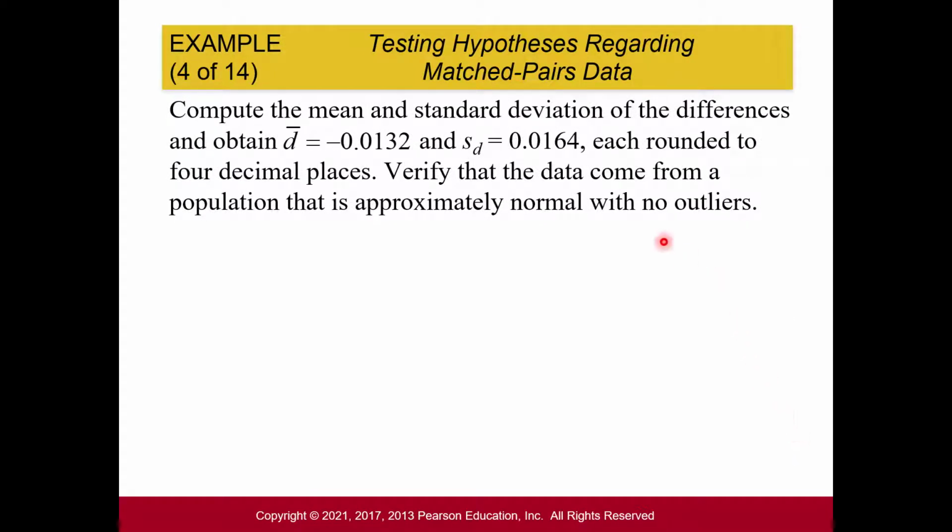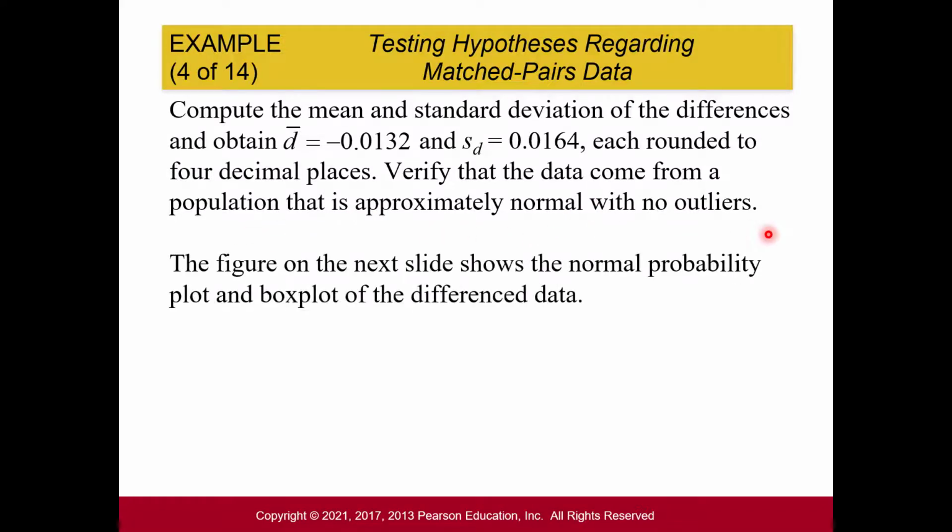Okay, so now if we just compute the mean and standard deviation for those differences, we're going to get that d bar is negative 0.0132, and the standard deviation, S sub d, is 0.0164, and we just rounded those values. And then we first of all want to verify that our data comes from a population that is approximately normal with no outliers. So remember how to do this. We make a normal probability plot and a box plot.